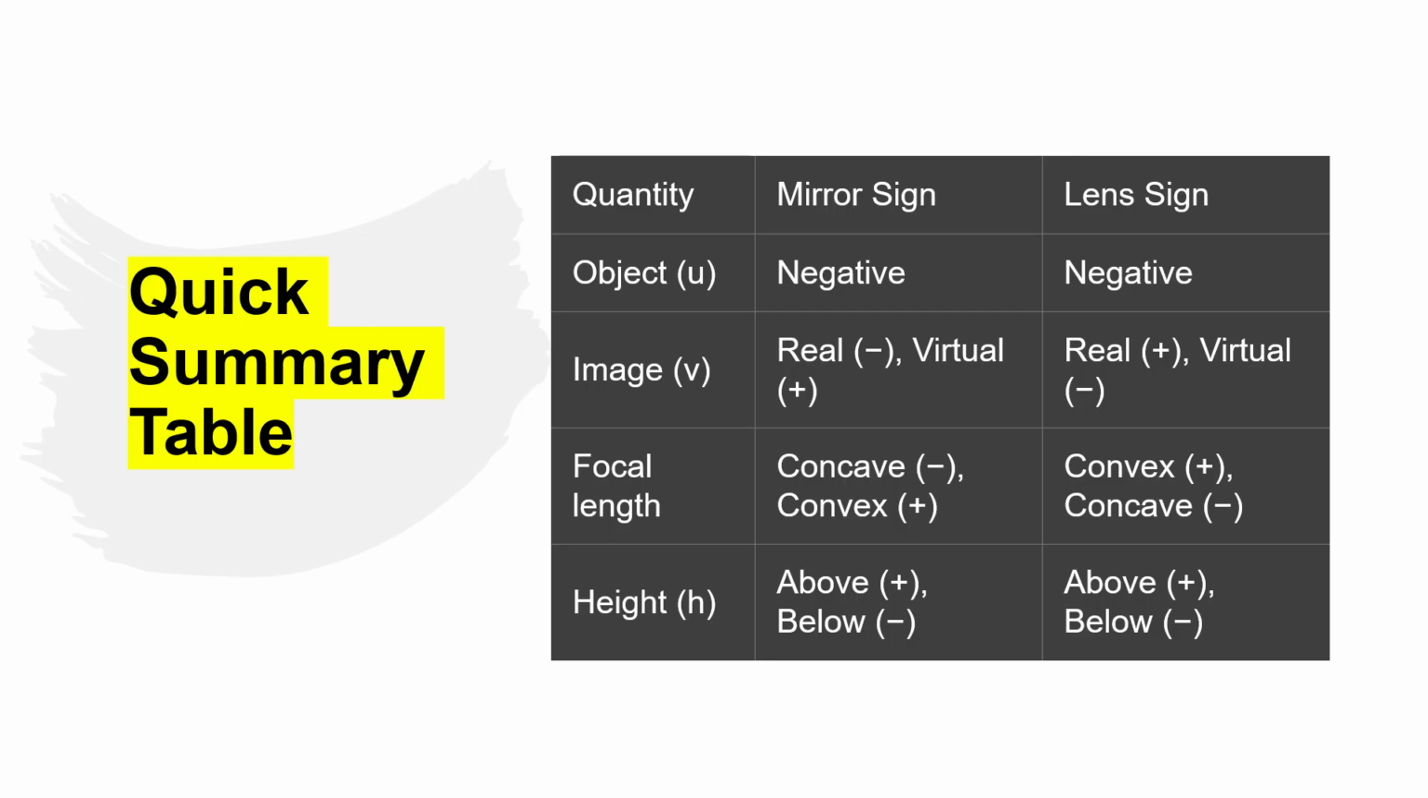Let's have a quick summary table for the questions what we have solved. Quantity, if the object U, negative is the mirror sign. When it is mirror sign, it's negative, and lens sign, it's also negative. And if it is about the image distance, if it is real, it is negative. For virtual, it is plus. For lens, real plus, virtual minus.